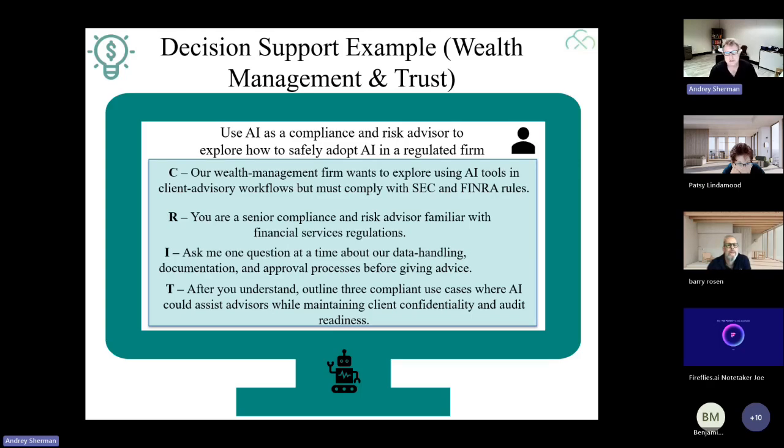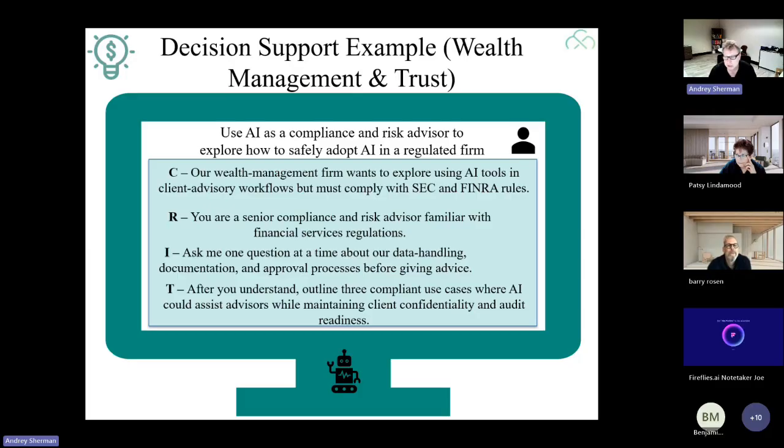So this example is about decision support, and I just used a wealth management and trust company as the company. The goal here is to use AI as a compliance and risk advisor to explore how to safely adopt AI in the firm. So the context: our wealth management firm wants to explore using AI tools in the client advisory workflows, but must comply with SEC and FINRA rules. The role: you are a senior compliance and risk advisor familiar with financial services regulations.